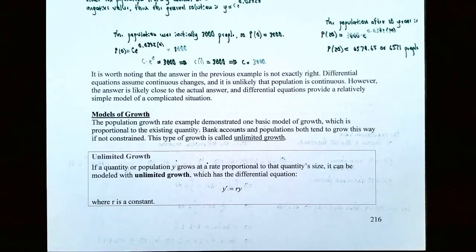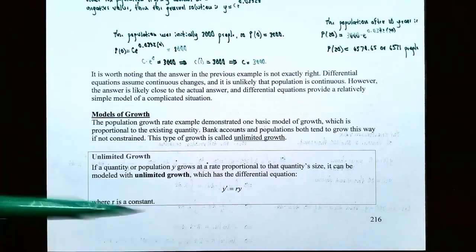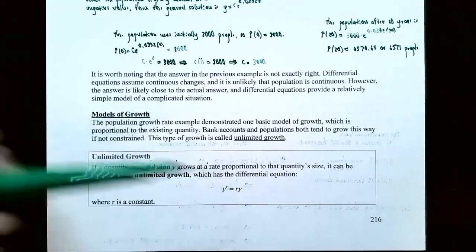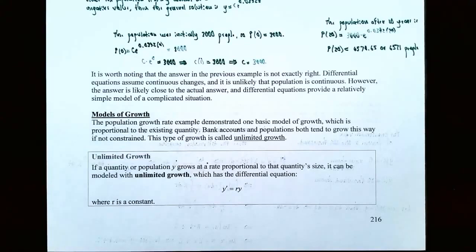So unlimited growth: if the quantity or population y grows at a rate proportional to that quantity's size, it can be modeled with unlimited growth, which has this differential equation. Y prime is equal to r times y, where r is a constant. So the y prime is representing the rate of change in a population or a bank account balance. On the right-hand side, you have a constant times the original function, or the balance of the account or the population. So in other words, the population or an account balance will grow at a proportional rate to its size.